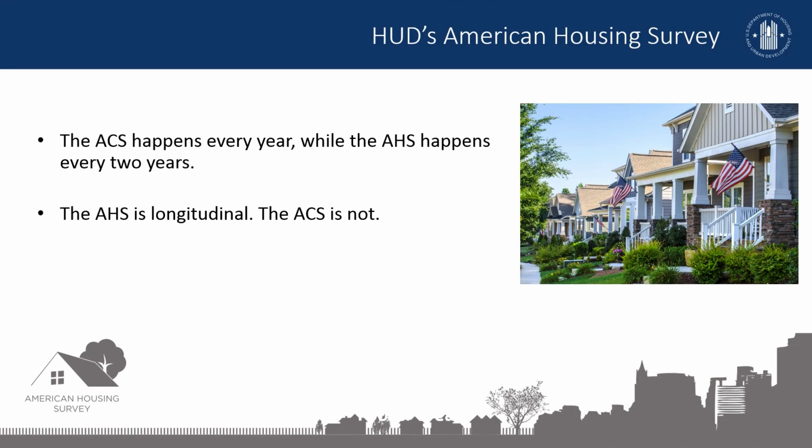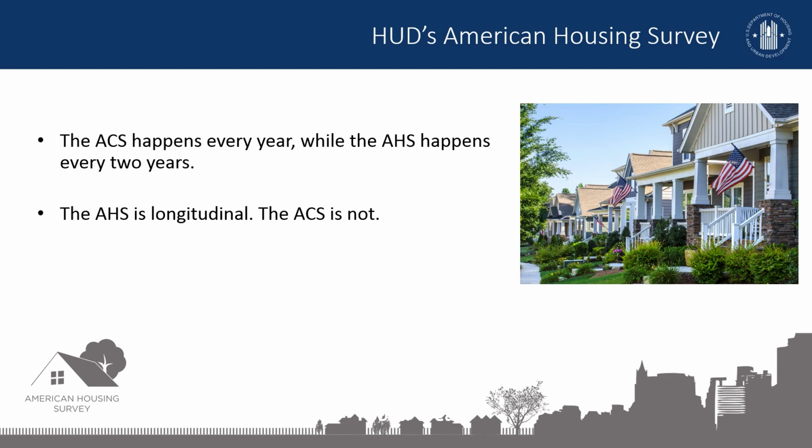Both the AHS and the ACS are household surveys, meaning households are picked at random to receive the survey. But the two surveys differ in who is interviewed and how often. First, the ACS happens every year, while the AHS happens every 2 years. The AHS is longitudinal, meaning the same housing units are visited every 2 or 4 years.